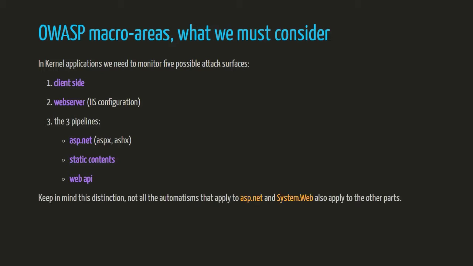It's important to keep in mind this distinction because not necessarily all the automatisms that apply to ASP.NET and system.web also apply to the other parts. For each, additional consideration may be required, but many are already present in kernel. And for all these points, the highest point on which we can do something is represented by HTTP filters, while the lowest one by a good error handling strategy.